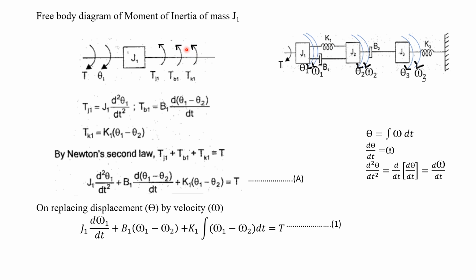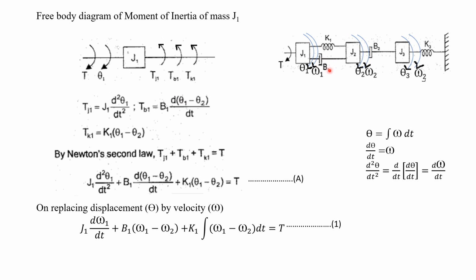TK1. After drawing the free body diagram, we have to write the formula for each and every opposing torque. What's the formula for Tj1? We know that it is J1 into d square theta 1 divided by dt square, because here the output is an angular displacement theta 1. Then what about the next opposing torque, TB1? What's the formula for TB? B into d theta by dt, isn't it?